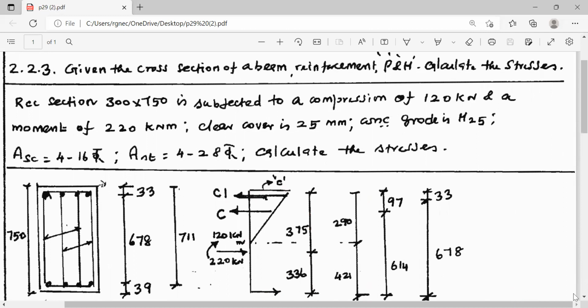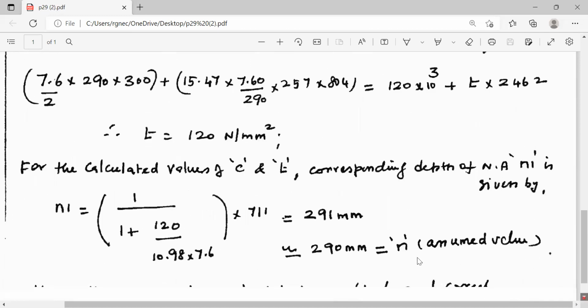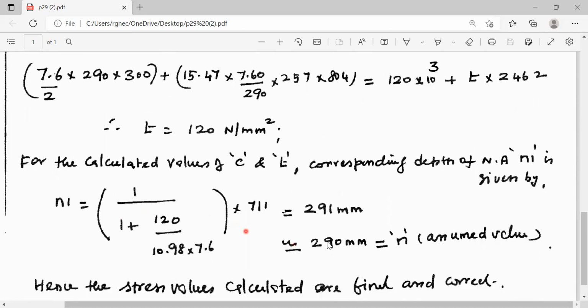Now, for the calculated value of C and T, we are finding out the value of neutral axis, that is coming to 291 mm. This is same as 290 mm, which we have assumed after repeated trials. This is more or less equal. Therefore, the assumed value of 290 mm can be taken as correct.